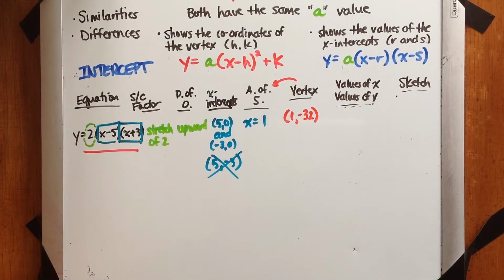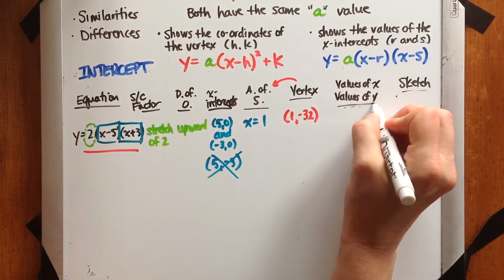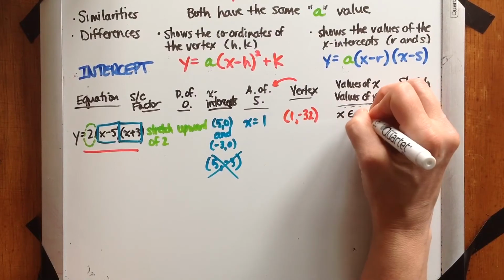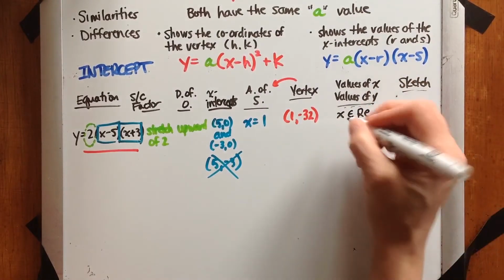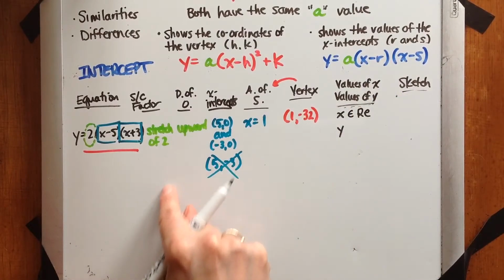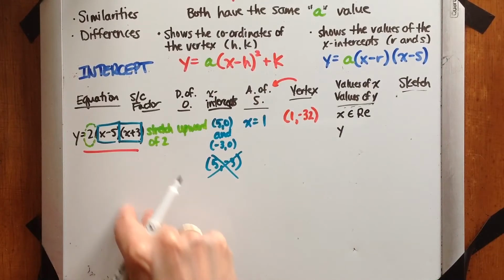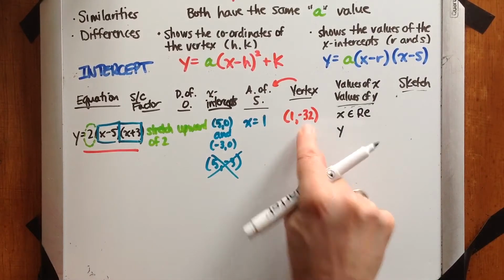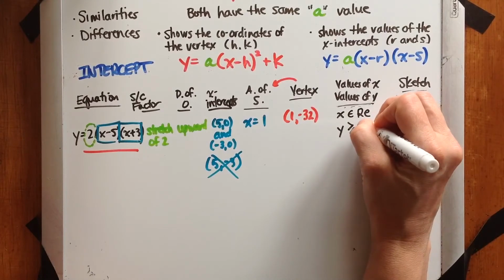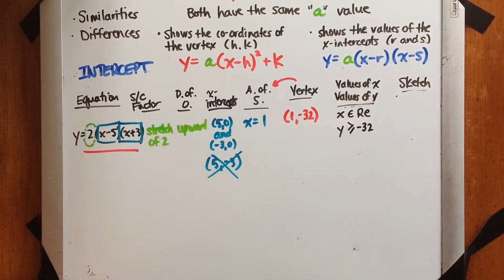And there you go. Now again, even though it's in intercept form, all of the parabolas that we're studying have unlimited x values that can be along the points on the parabola. So x can be an element of the real numbers. Now, this is an upward facing parabola, so all the y values have to be bigger than the minimum. They have to be bigger than -32. So the y values can be bigger than or equal to -32.